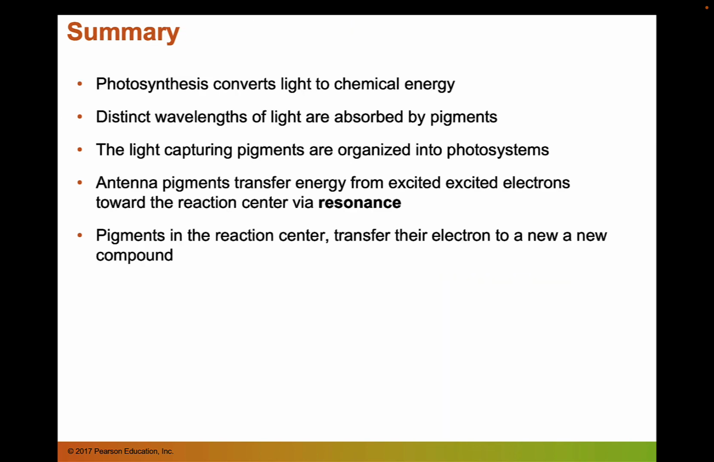In summary, photosynthesis converts light energy to chemical energy via pigments. Distinct wavelengths of light are absorbed by pigments, and the light capturing pigments are organized into photosystems. The antenna pigments in those photosystems transfer energy from excited electrons towards the reaction center via resonance, and pigments in the reaction center transfer their electrons to a new compound, which will take us through photosynthesis.